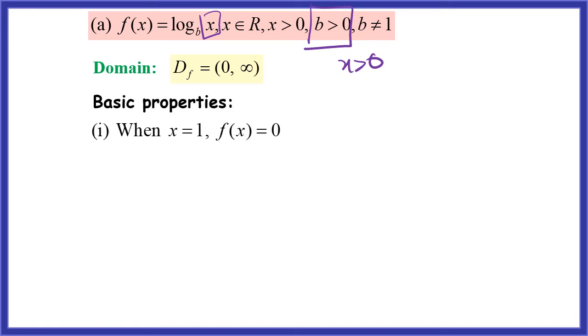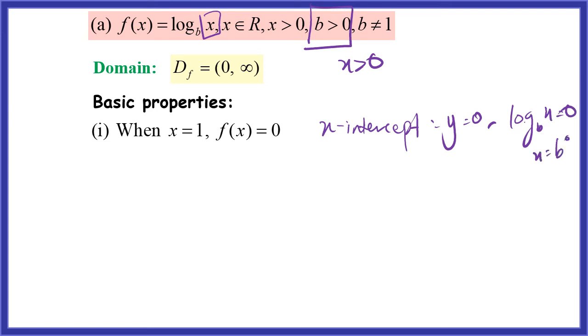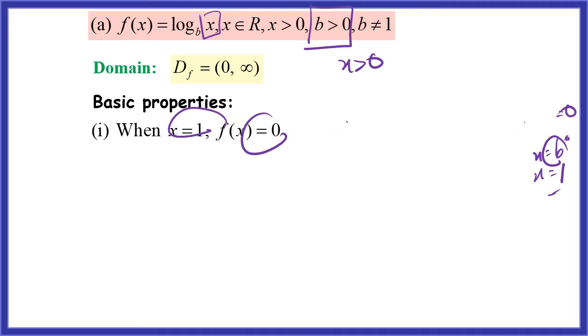And then the basic properties: when x equals 1, f(x) equals 0. Now we are finding the x-intercept, so it will be the opposite from the exponential. When y equals 0, what is x? So we have log to the base b of x equal to 0, so x is equal to b to the power of 0, which is x equals 1. Any base to the power of 0 is equal to 1. That's why we have (1, 0), because it's an x-intercept, not a y-intercept.